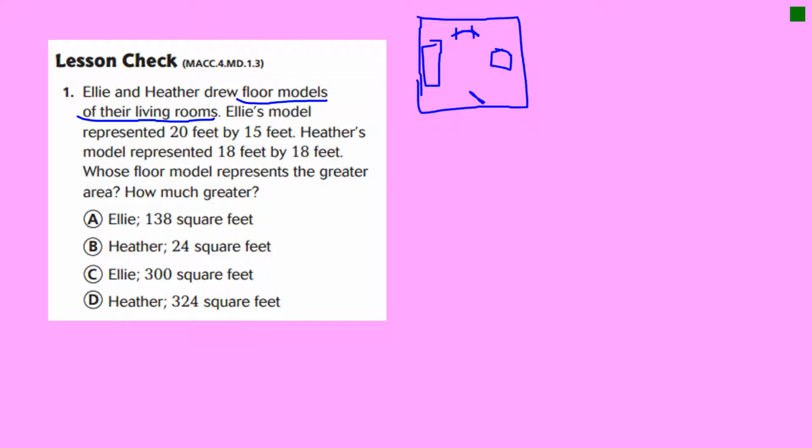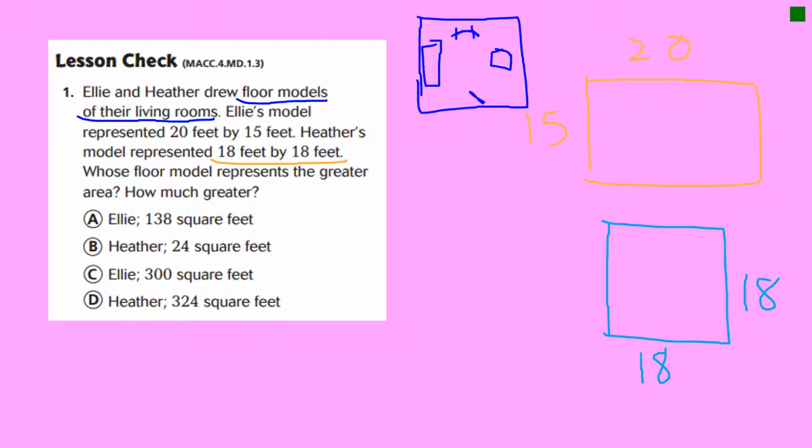So Ellie's model represented 20 feet by 15 feet. Heather's model represented 18 by 18 feet. Oh, so what kind of shape is her living room? If it's 18 by 18, that's right, it's a perfect square, isn't it? Whose floor model represents the greater area? How much greater? Well, this is a two-parter, huh?